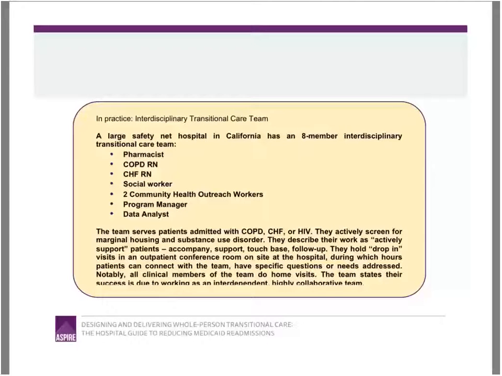The team identified high-risk patients as those with COPD, heart failure, or HIV, and they actively screened for patients while they were in the hospital, and every time they met a patient, they always screened for housing issues as well as active substance use issues. They described their work not in clinical terms, but rather to actively support patients, to accompany, support, touch base, follow up. This is the collective work of this interdisciplinary transitional care team.